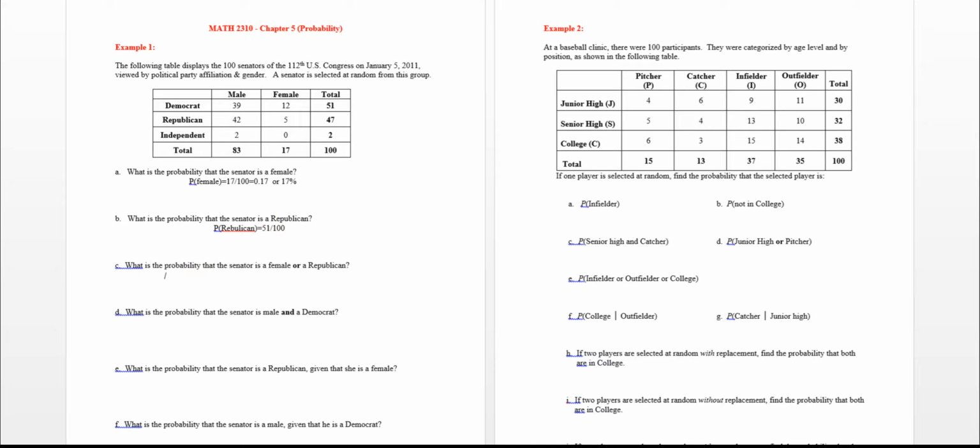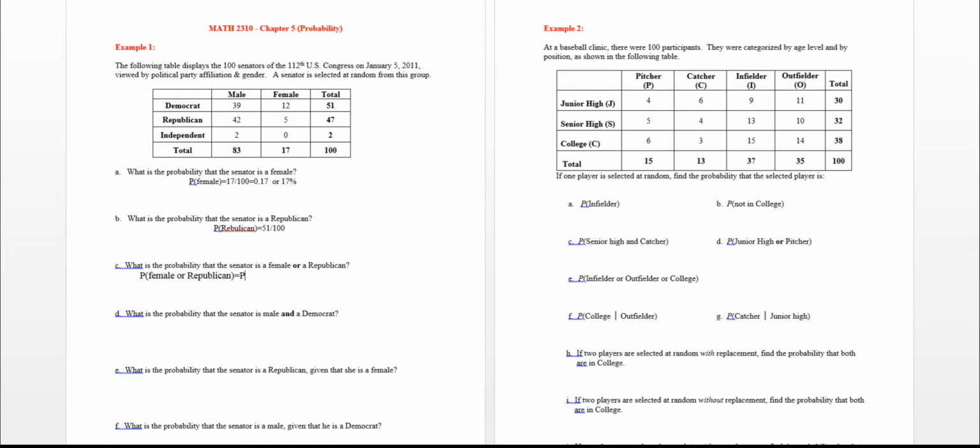Now, this is a little bit of a different statement. Oh, that's italicized. Let me fix that real quick. Okay. I don't know why this looks different. So I'm interested in the probability that they're female or Republican. That came out weird. All right. So here you have to be a little bit more careful because there's a lot going on here. I want to count for my numerators all of my females, all of my Republicans, and not count any overlap. So you have to be careful here.